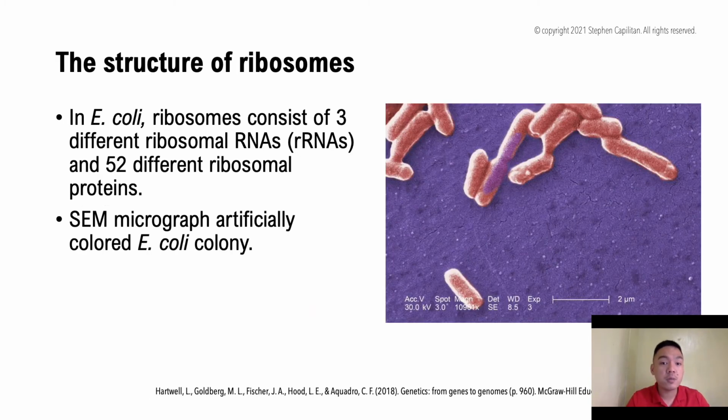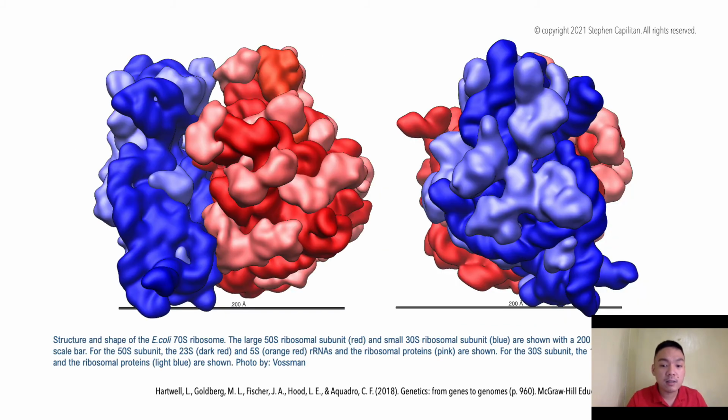So the structure of ribosomes is, for example, this is for your E. coli. They have 3 ribosomal RNAs, or rRNAs, and 52 different ribosomal proteins. The micrograph on your right is an SEM micrograph of artificially colored E. coli colonies. Let's take a look at the structure of your E. coli 70S ribosome. This is the large subunit in red, and the small subunit in blue. These are just photos measured in angstroms. The scale bar is for angstroms.